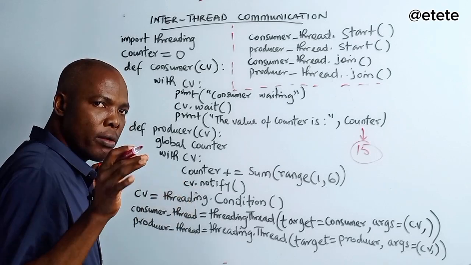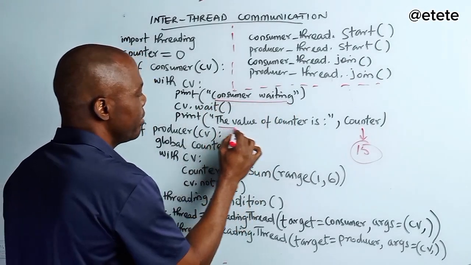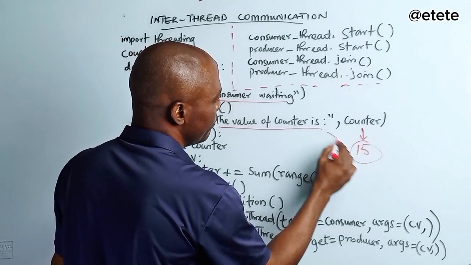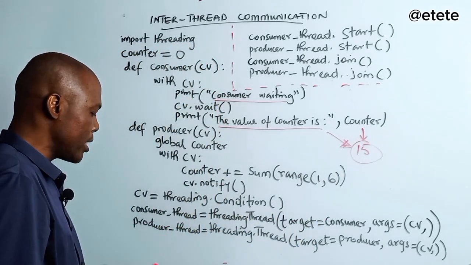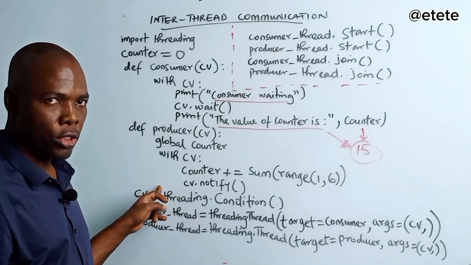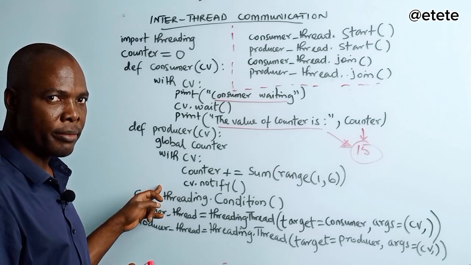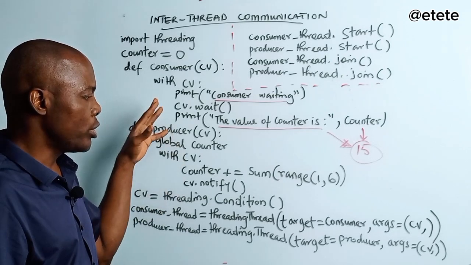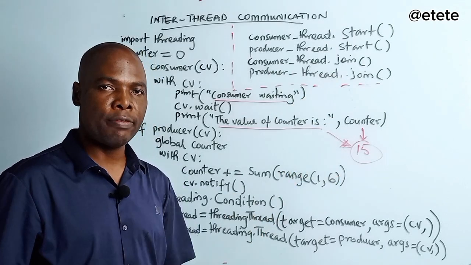So the two outputs will now be what? Consumer waiting, and the value of counter is 15. That is what this program is going to do. So you can see how these two threads communicate with each other using this condition mechanism, right? To communicate with each other in producing 15 items and then consuming the 15 items.